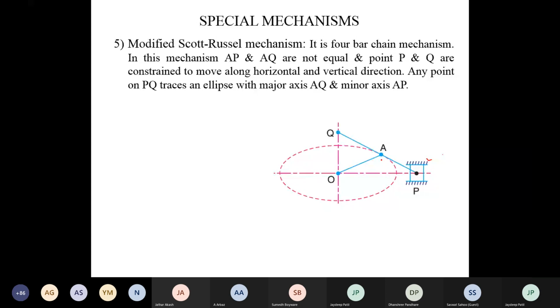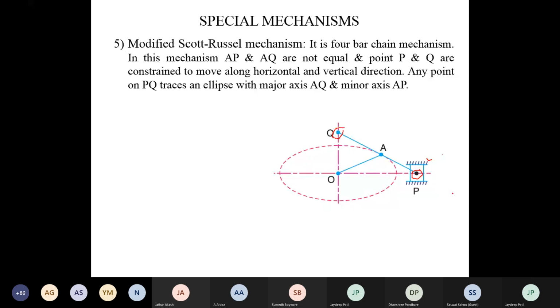Okay, it means P and Q. Now this is Q. Q and P slide along respective paths, and those paths are horizontal and vertical. Now P slides along the horizontal path and Q slides along the vertical path. In that case, if A in the figure traces an ellipse, then AP is the minor axis and AQ is your major axis.